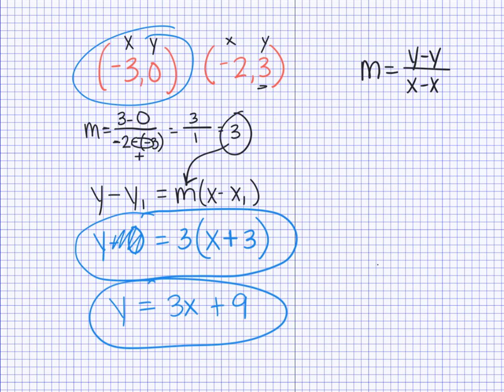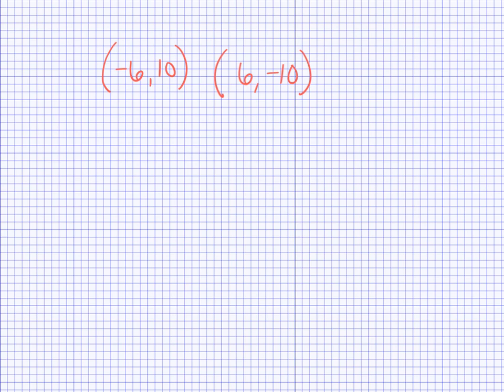Okay, let's do one more just like that. Okay, so we have -6, 10, and we have 6, -10. We want to write an equation of a line going through those 2 points. So, we got to find the slope first. So y minus y, so I'm going to do 10 minus a -10, and then for the x's, -6 minus 6. So we're going to have 20 over -12, and let's see, I can divide both of those by 4, so that would be -5/3 for my slope.